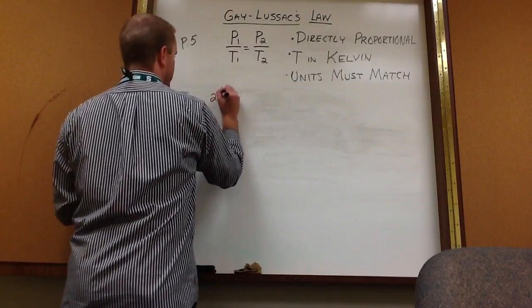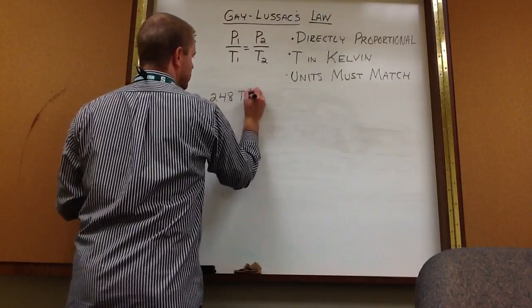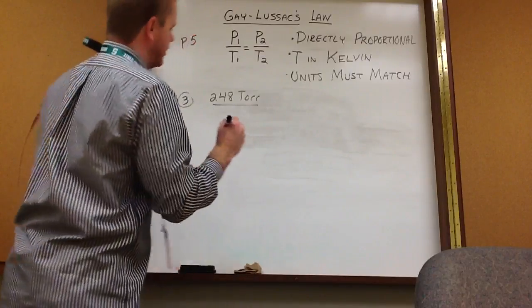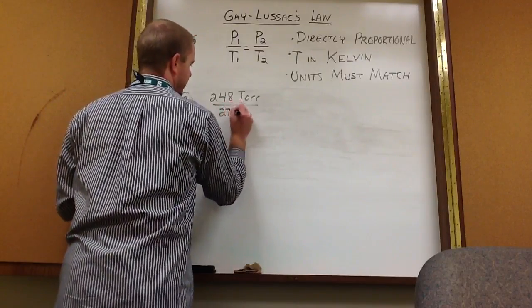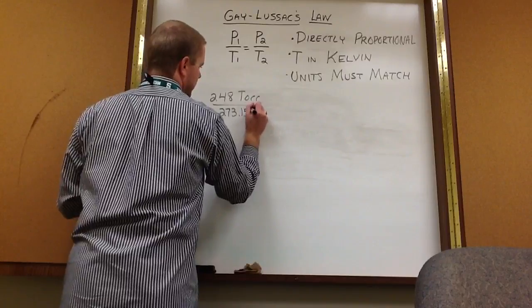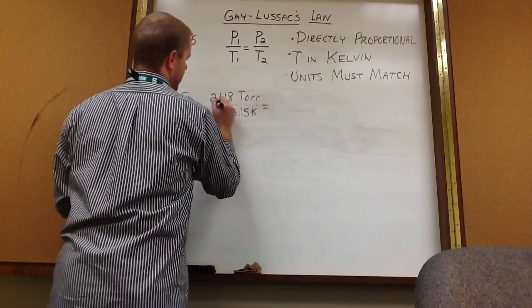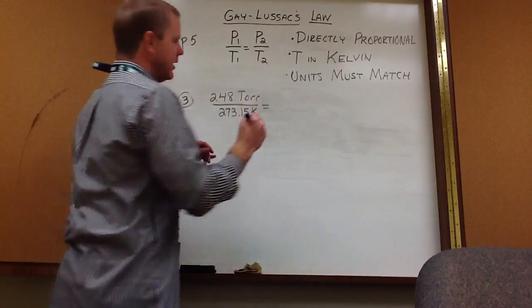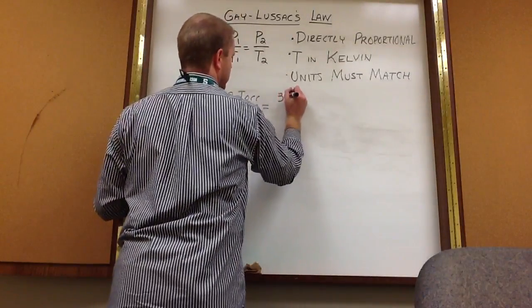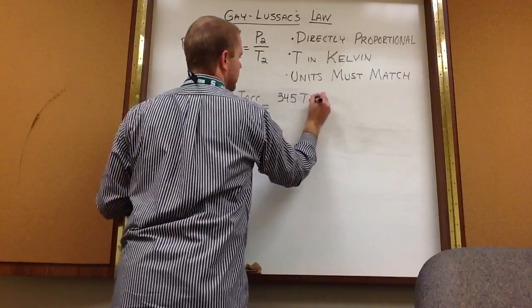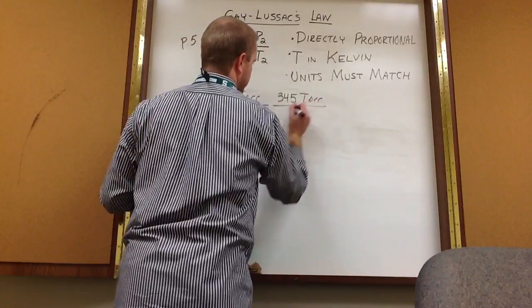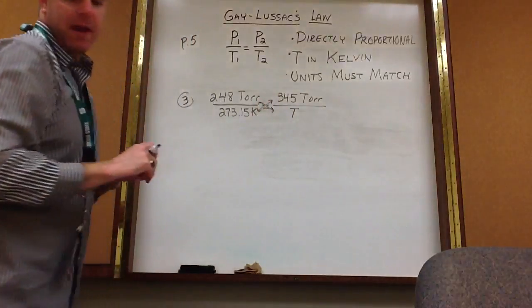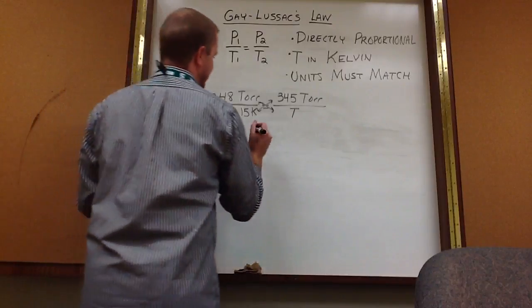So, 248 torr in this problem. And the temperature at that point is 273.15 Kelvin, or 0 degrees Celsius. That is going to be equal to 345 torr. So that's the new pressure. What is the new temperature? So you cross multiply, you do your math. When you do your math, you're going to get 380 Kelvin.